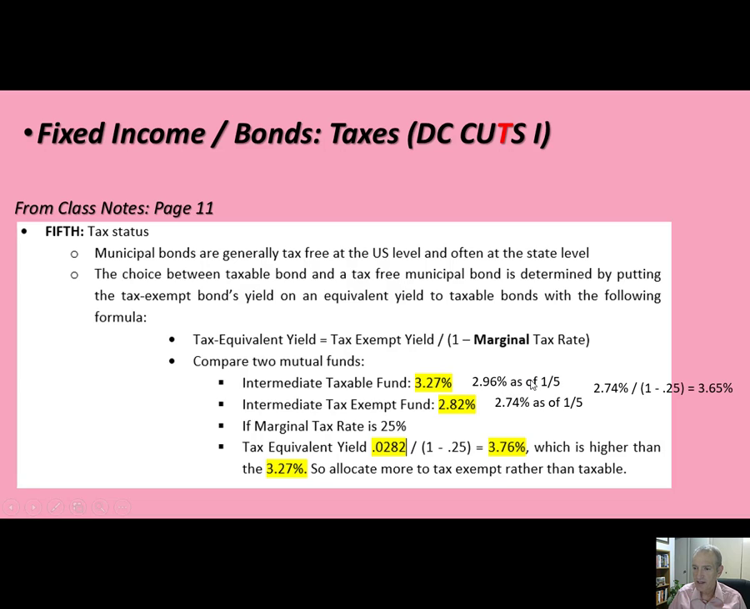Now, I did the same thing as of 1.5. You can see how interest rates have fallen since the time I picked these numbers up. So at that time, it was 2.96 and 2.74. You take 2.74 and divide it by 1 minus 0.25, and you get 3.65. That's much, much higher than the 2.96.